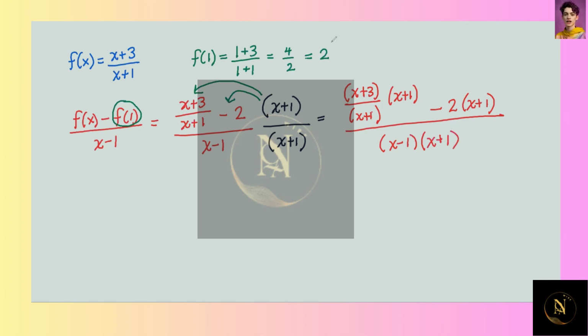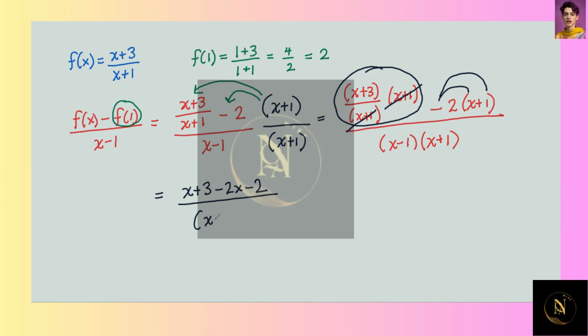Okay, so let's notice that top and bottom, we get something cool in this term here. Notice that we have an x plus 1 term in the numerator and an x plus 1 term in the denominator. So those can be canceled. So let's see what we have left. Now that first term is just x plus 3. The second term, I'm going to go ahead and distribute the minus 2 to both parts of the x plus 1. That will give me minus 2x minus 2. And that's all over (x minus 1) times (x plus 1).